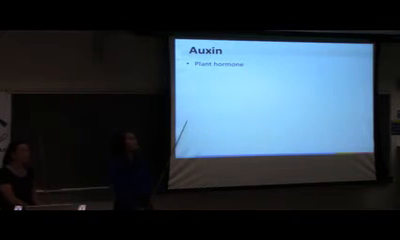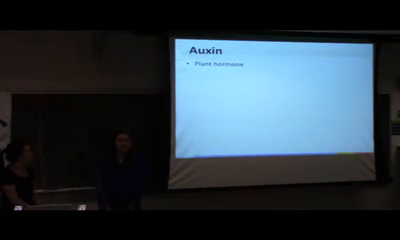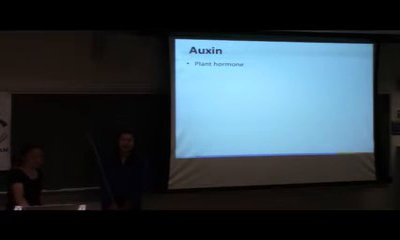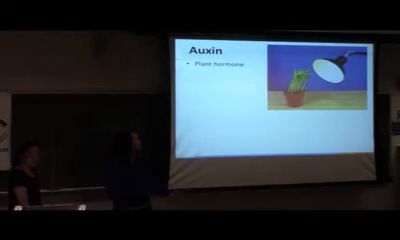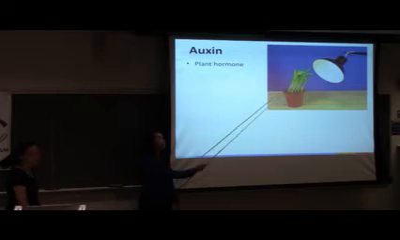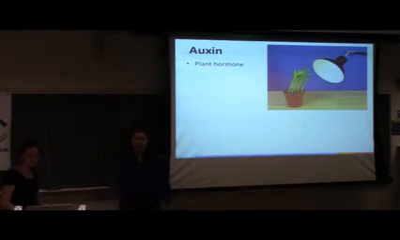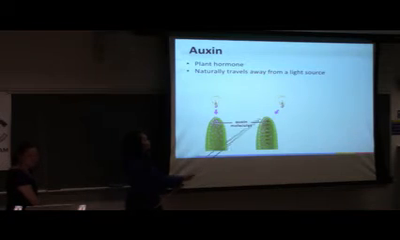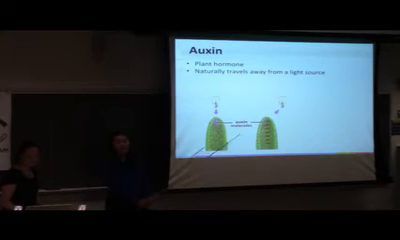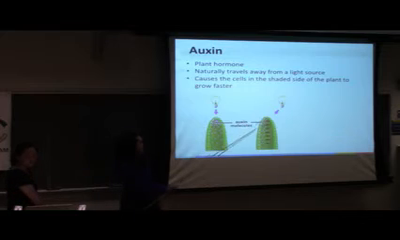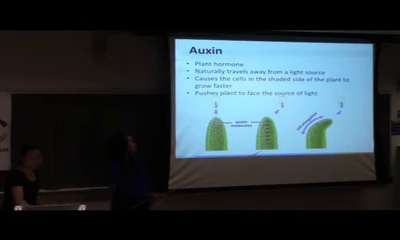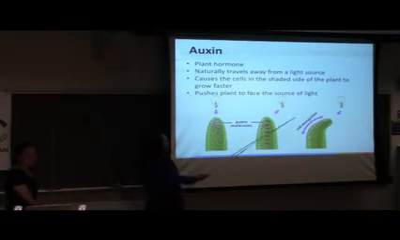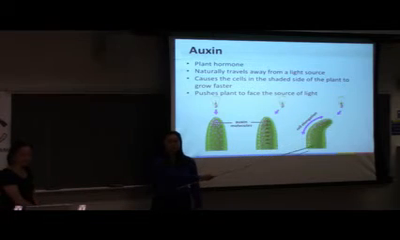Auxin is an important plant hormone that's involved in many different plant physiological processes, such as phototropism, which, if you can recall, is the directional growth of a plant towards a light source. Auxin, represented by these pink dots, naturally moves away from a light source, causing the cells on the shaded side of the plant to grow faster and elongate, which ultimately pushes the plant towards the source of the light.